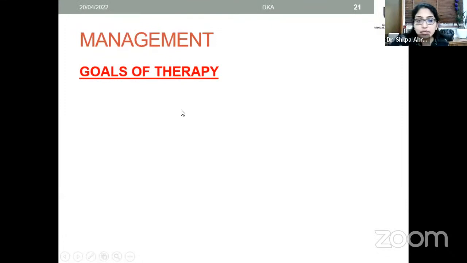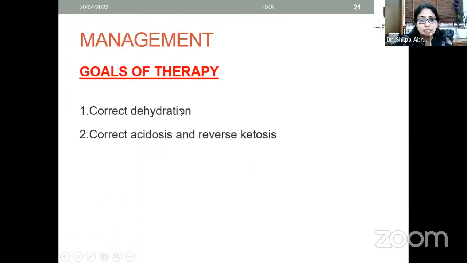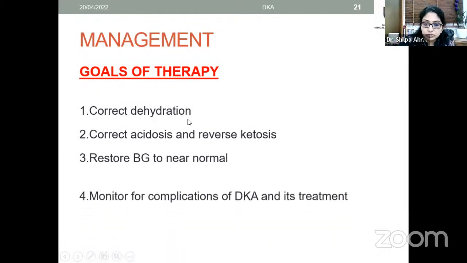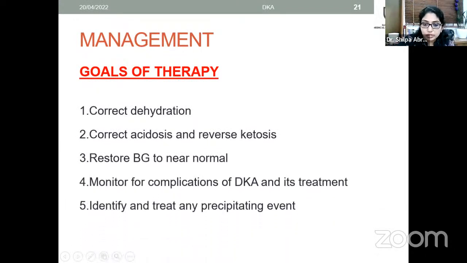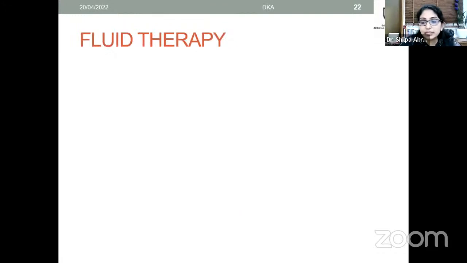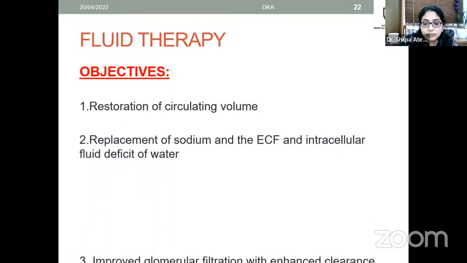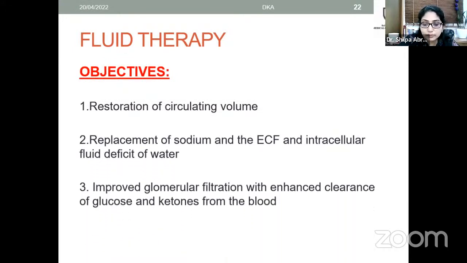So now coming to the management. What are the goals of therapy? First is correct dehydration. Then correct the acidosis, restore blood gas to near normal. Then monitor for the complications and identify and treat any precipitating events. Basically it can be divided as fluid therapy, insulin therapy, and electrolytes. First coming to fluid therapy. When we talk about fluid therapy, the objectives of fluid therapy are restoration of circulating volume, replacement of sodium in ECF, improvement of glomerular filtration.